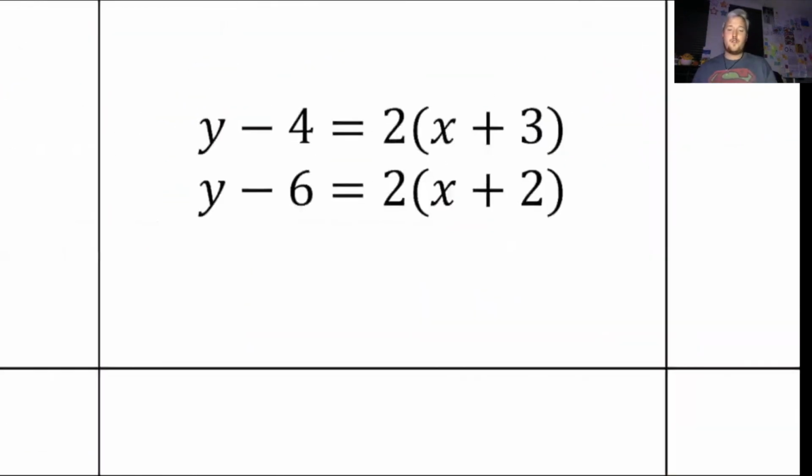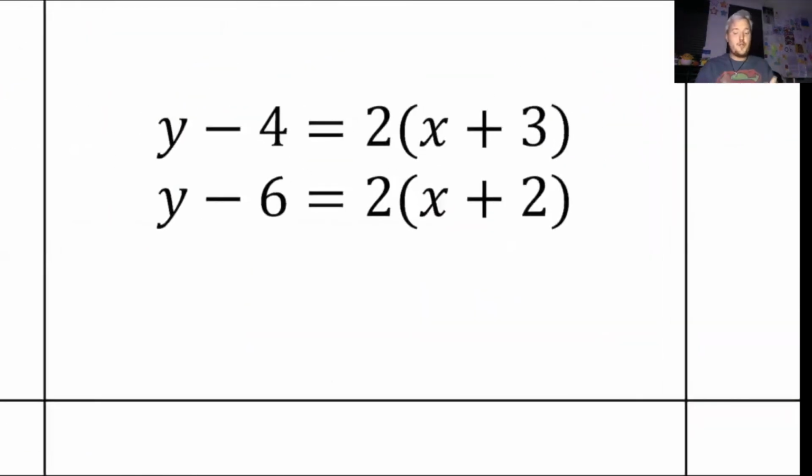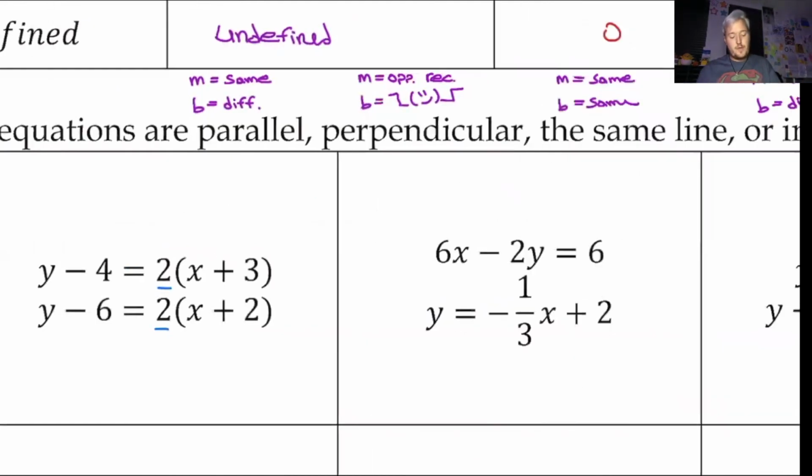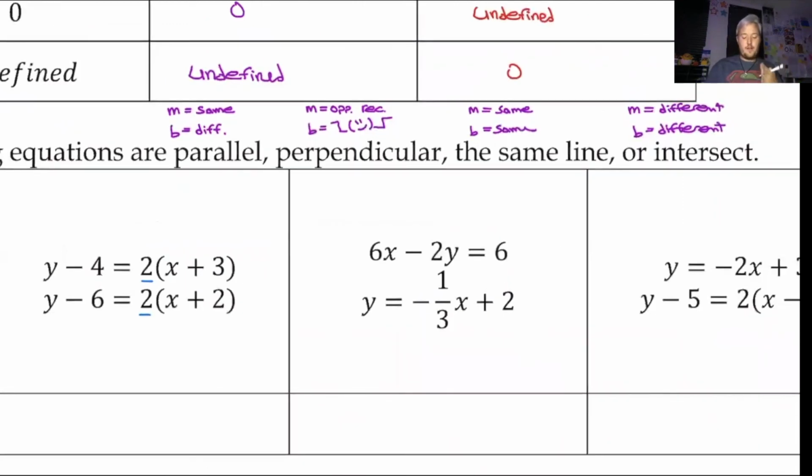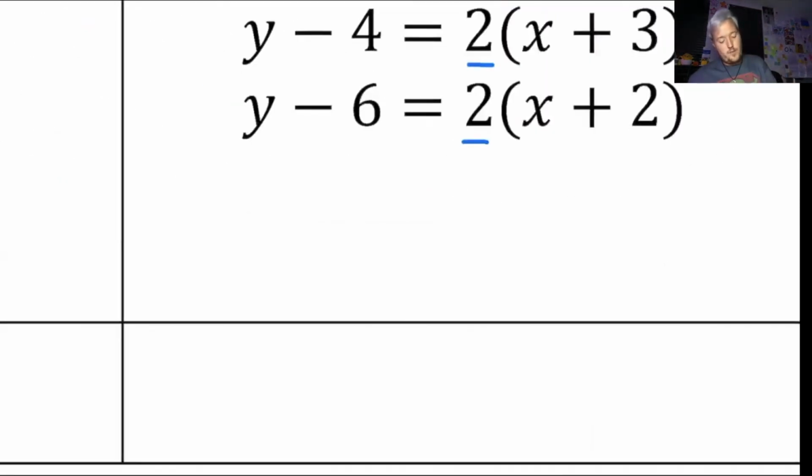All right, so looking at the second one here, notice how the slopes, and these are in point slope form, are the same. So that means these equations are either going to be parallel or they're going to be the same line. So we just have to determine whether the y-intercepts are the same or different. So I'm going to convert both of these to slope-intercept form.